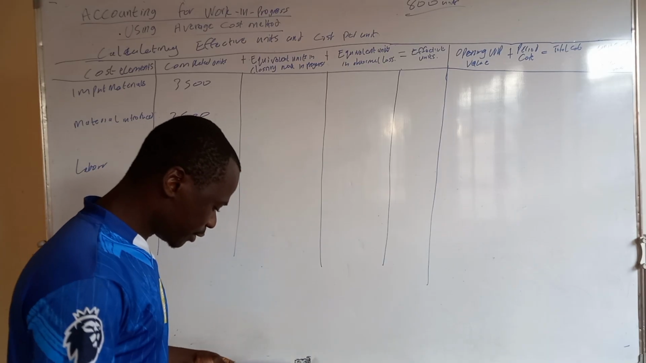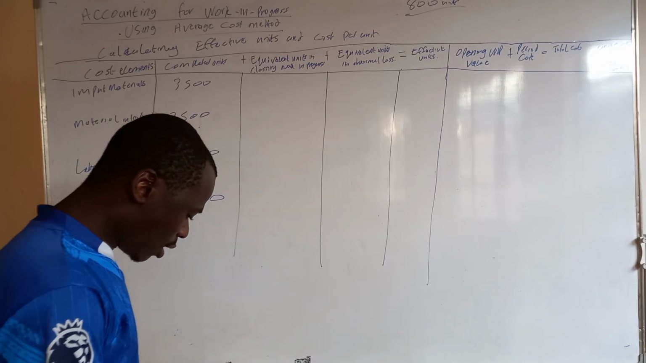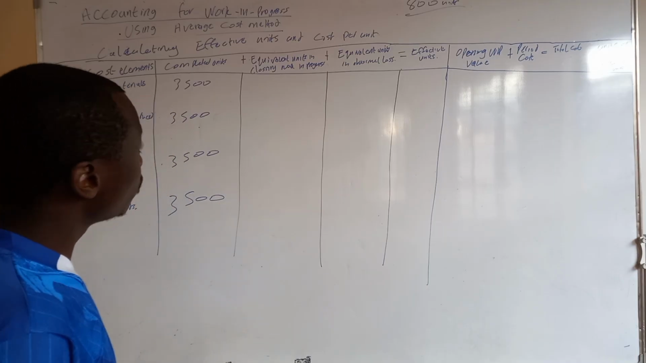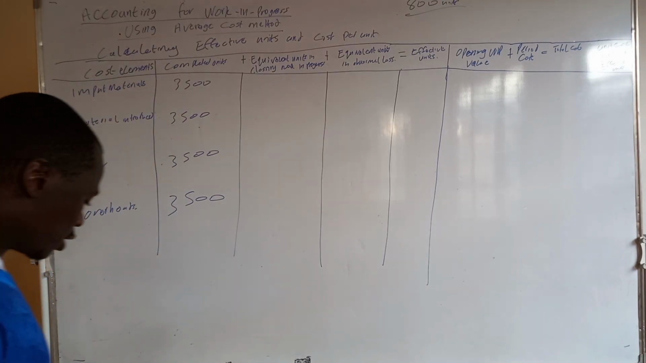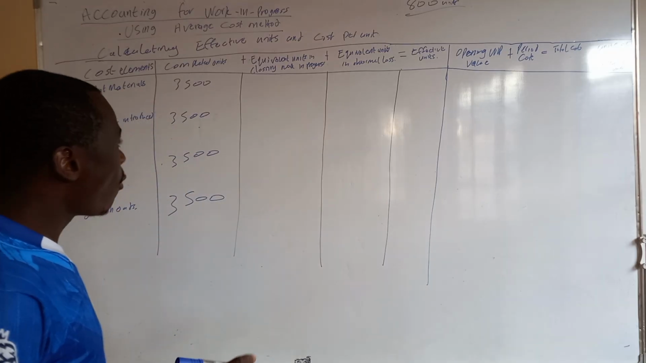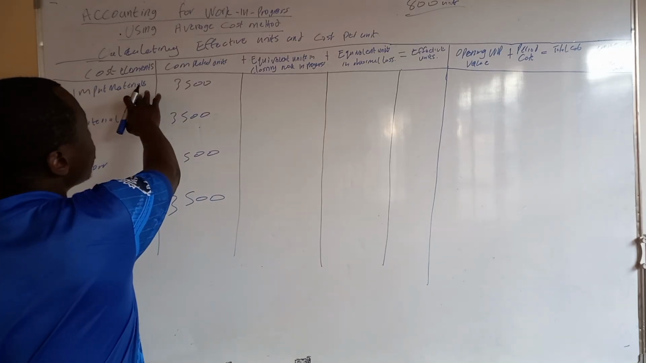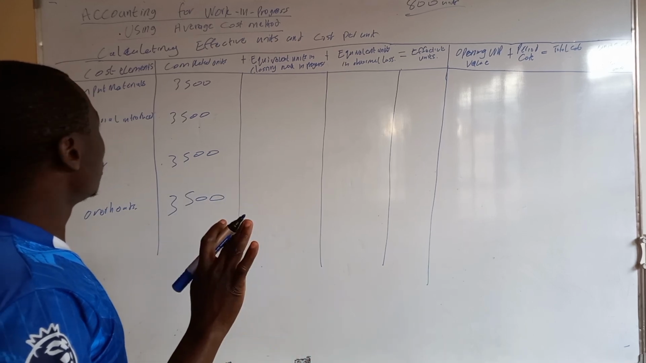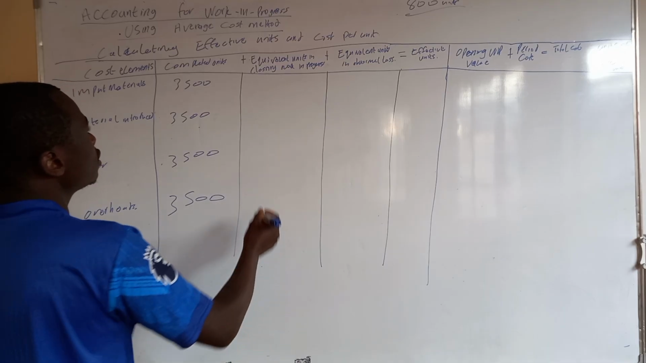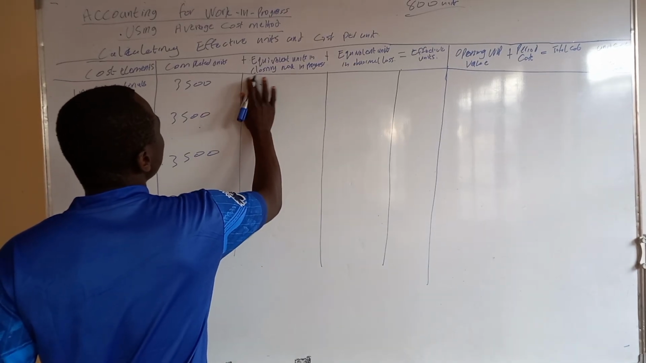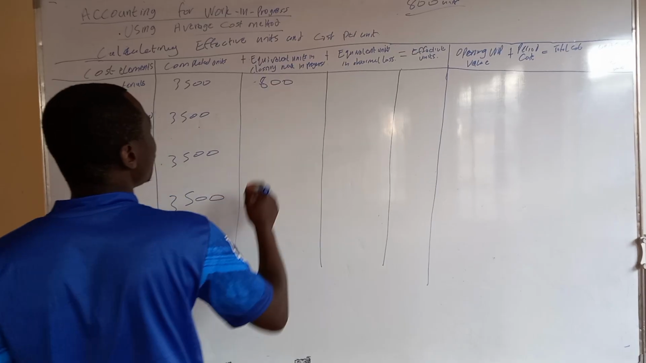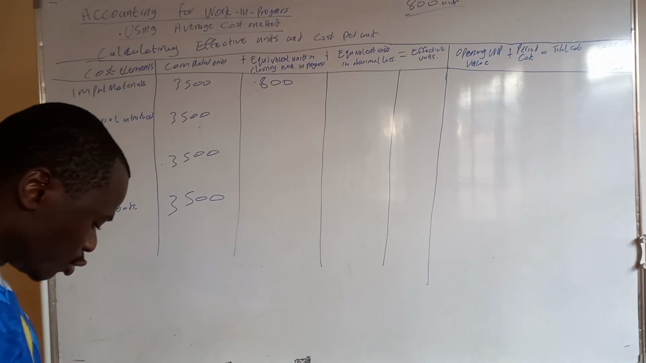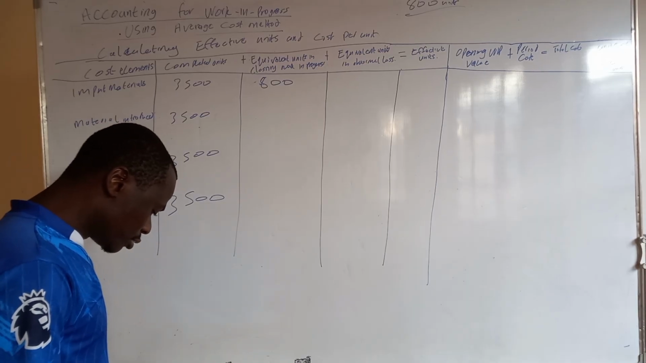In our question, what happened? Closing work in progress, we had 800 units. But this is what happened. This is what we worked on. Input materials were 100%. The whole 800 units consumed input materials. So, input materials consumed were 800 units. Now, material introduced. What was consumed?